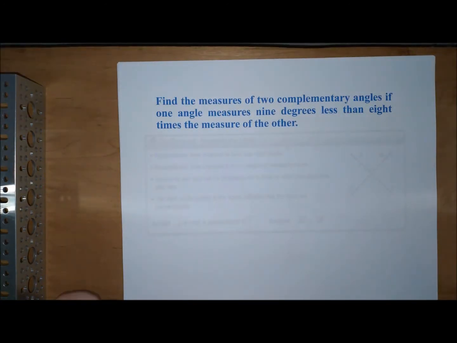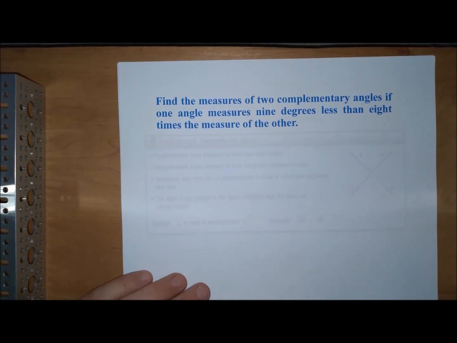All right, this is the last problem I'm going to do in the first part of this lesson, the first video in this lesson. And this would be a great place to pause the video if you want to try this yourself. In this question, they want us to find the measures of two complementary angles if one angle measures 9 degrees less than 8 times the measure of the other. Now this sounds a lot like that last problem we did. So hopefully you've got some strategies for tackling this.